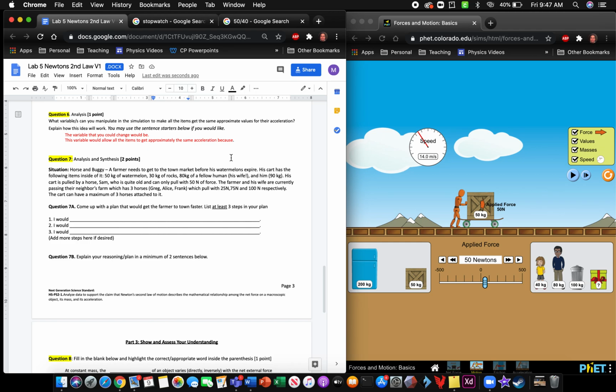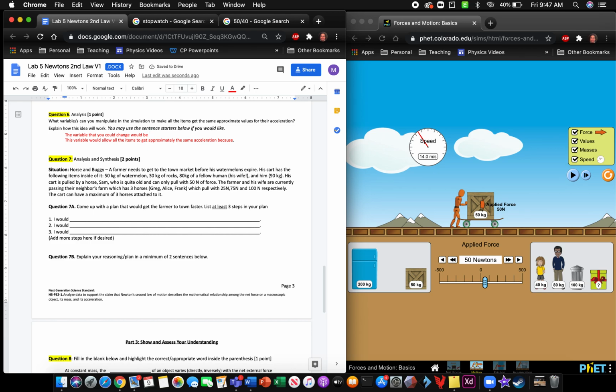What variables can you manipulate in the simulation to get all the items to get the same approximate values for the acceleration? Well, think about it this way. We had acceleration is equal to the net force divided by the mass. We had the case where we had a constant force applied to all of these situations. Well, we know that we can hit things harder or push things harder or softer. And so even though we've been holding force constant, we could actually still change that. So the variable that we could change in this case would be force.